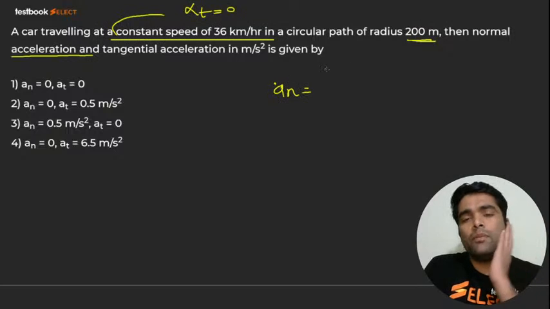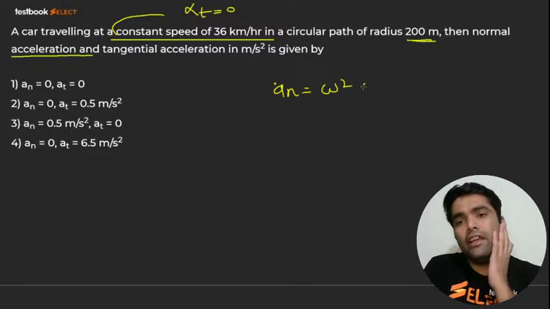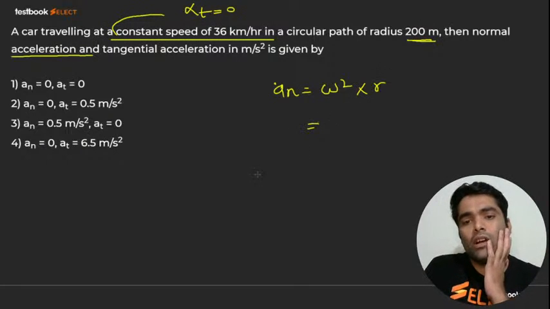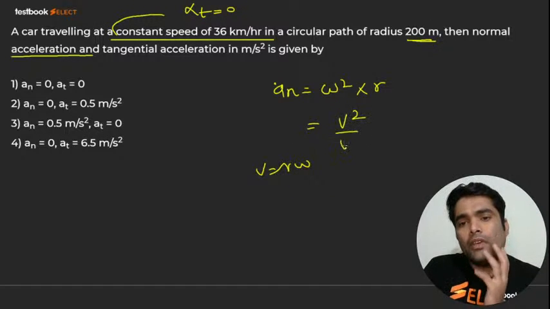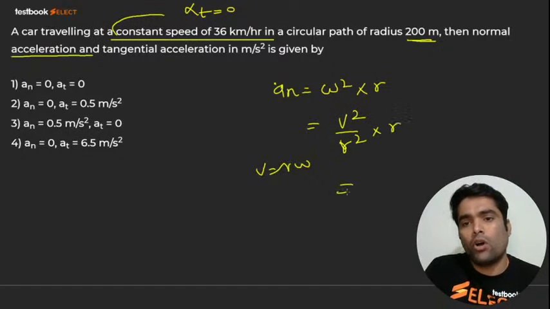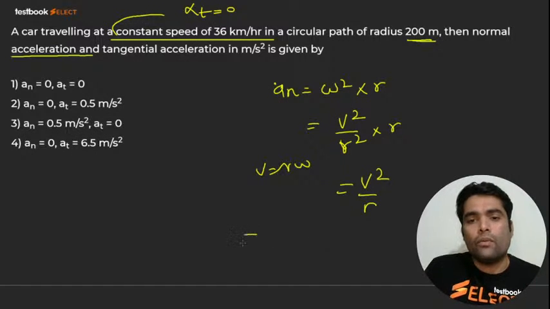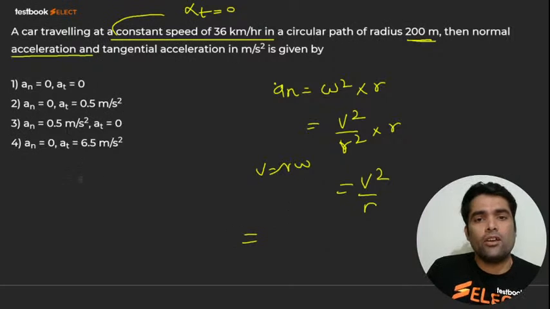An यहाँ पे बोला है, so it should be what, my dear? It should be omega square into r. Omega square क्या होगा? V is equal to r omega होता है. Omega is equal to V by r. So it should be (V by r) square into r. That will be what? V square by r. V is what, my dear? V is your 36 km per hour, converted into meter per second.